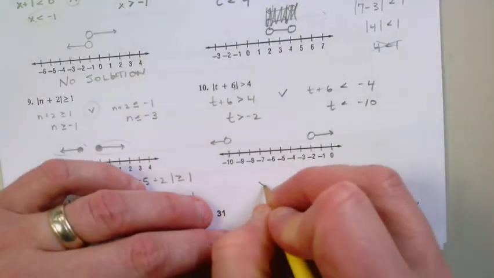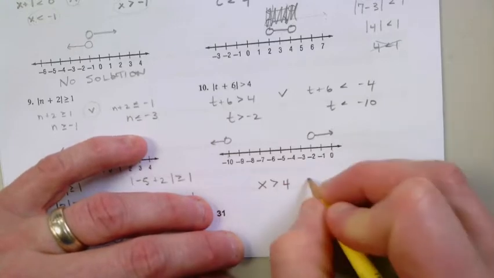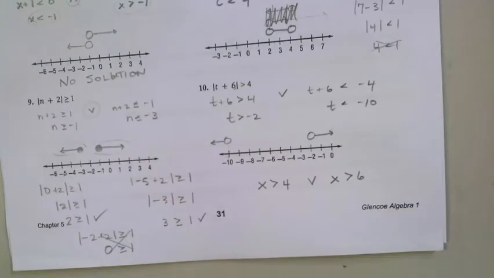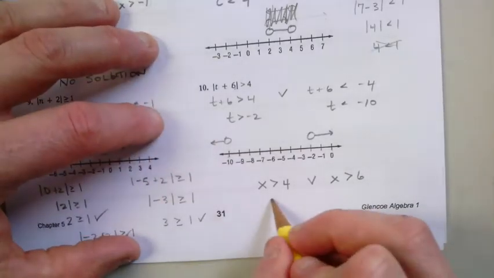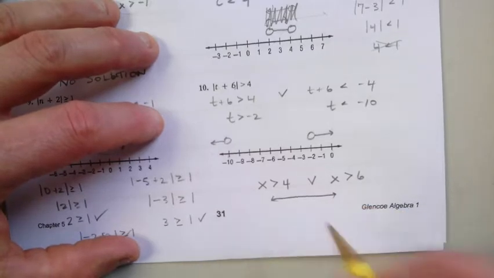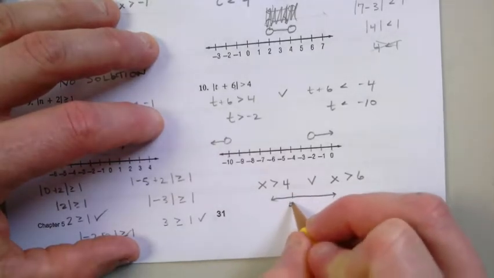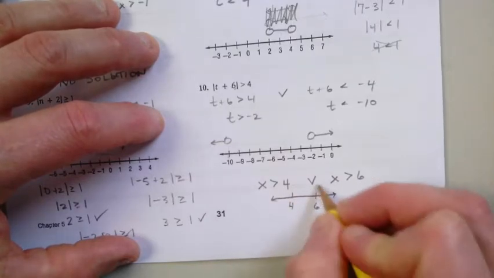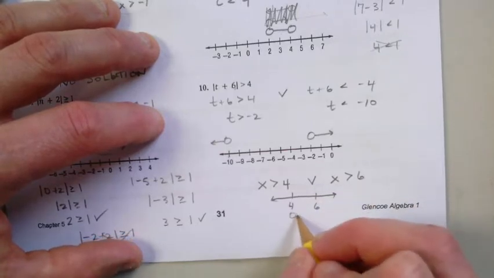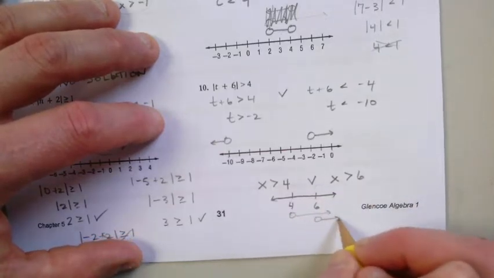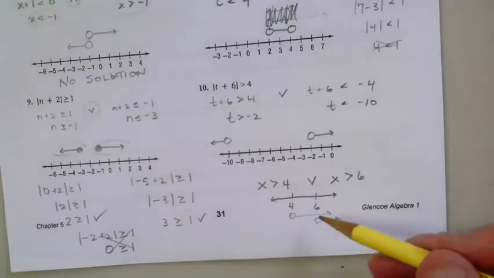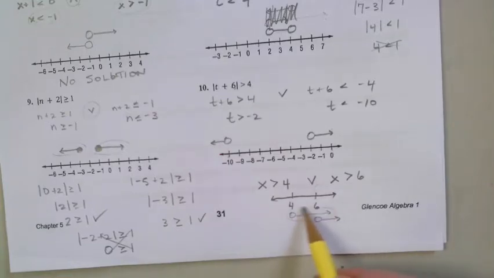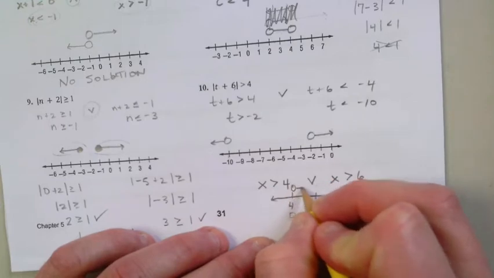What if you have a statement like this? X is greater than 4 or X is greater than 6. Well, if I go to graph that, let's say that 4 is right here, open circle heading that way, and I have 6 right here, open circle heading that way. Now, if I draw those down here, here's what we have. Since the answer can be in one or the other, I'm going to take all of this right here. So this right here is going to be my answer for the problem.